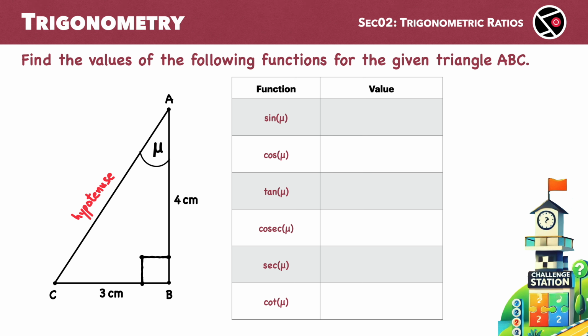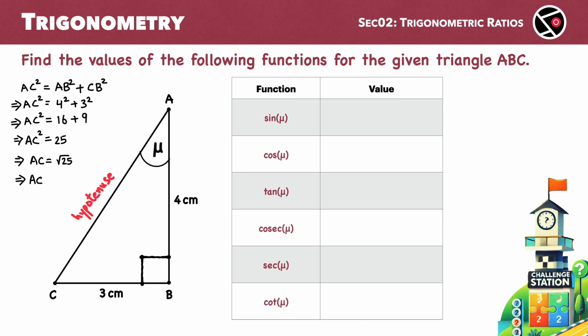Here is a quick refresher on the Pythagoras theorem. In a right angle triangle, the square of the hypotenuse, AC square, equals the sum of squares of the other two sides, AB square plus CB square. So, for our triangle, AC square equals 4 square plus 3 square. AC square is 16 plus 9, or AC square is 25. Taking the square root, AC equals 5 centimeters.